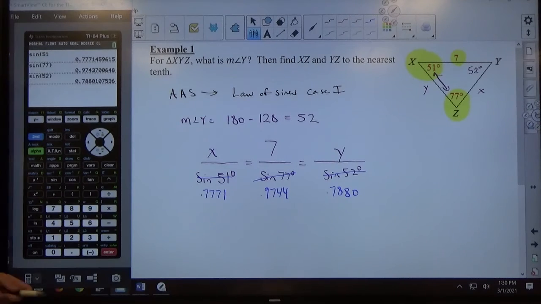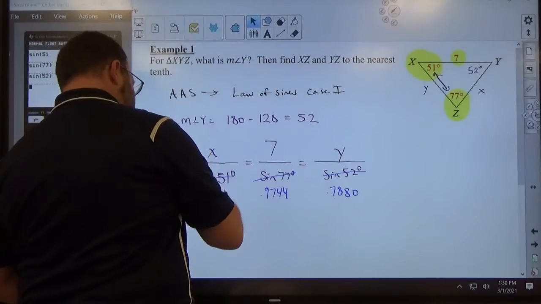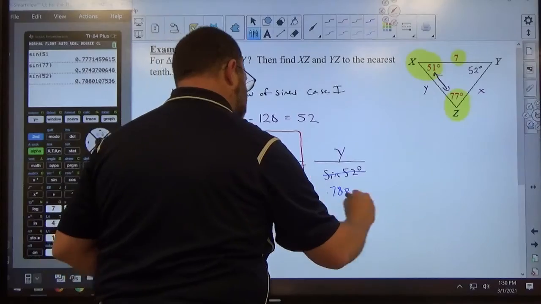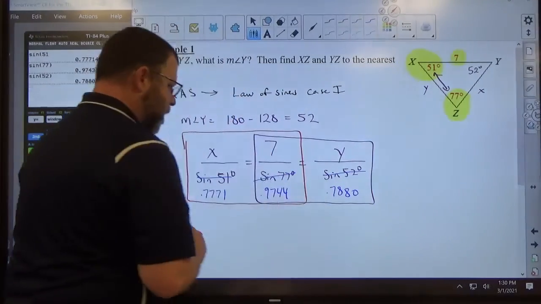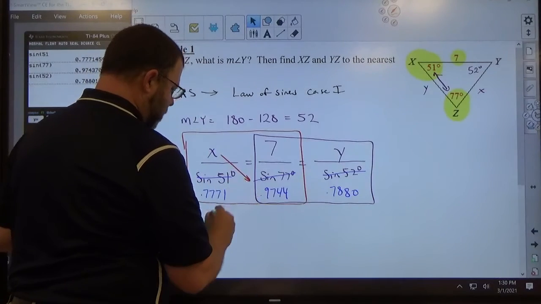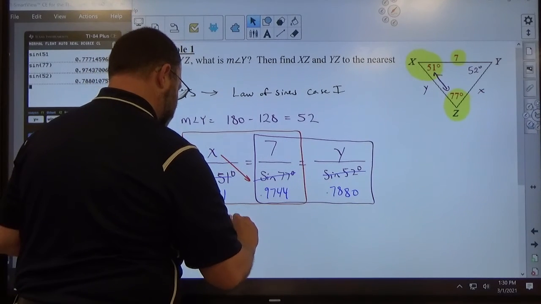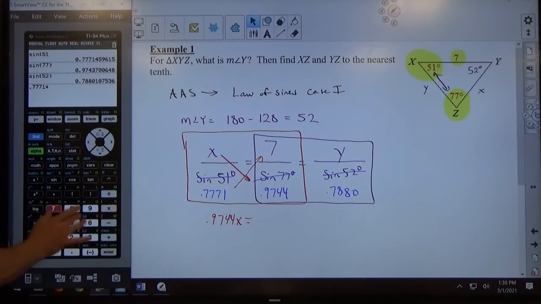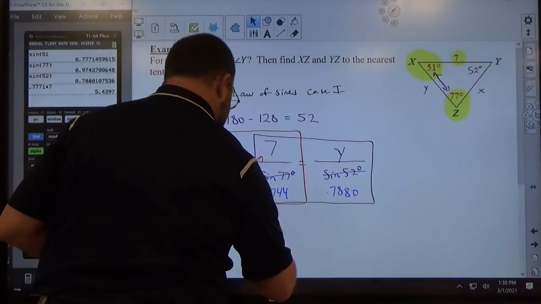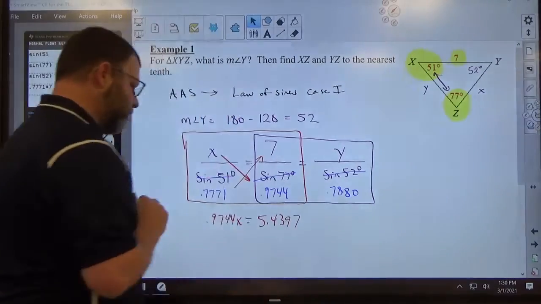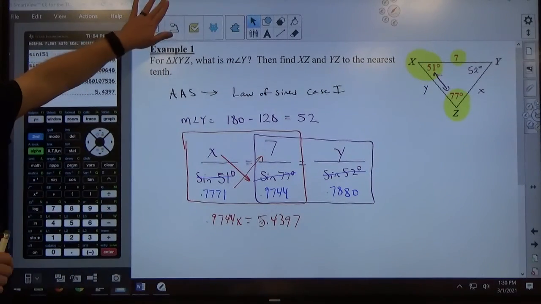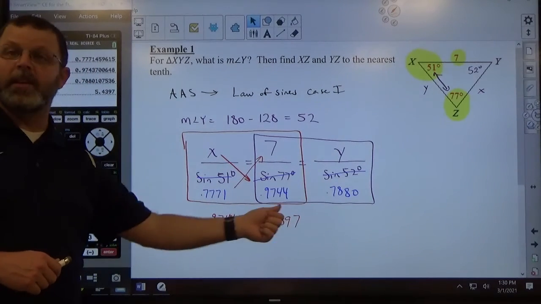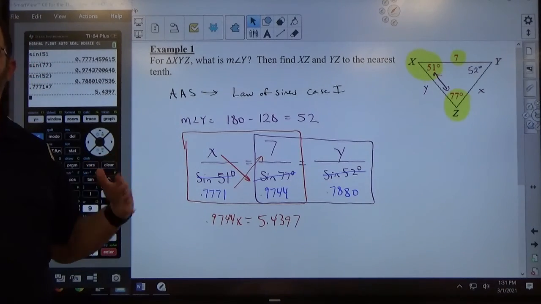Now you've got a numerical proportion, and the reason I want the 7 in the middle, the one I know in the middle, is that the left two fractions cross multiply to get me x. The right two fractions cross multiply to find me y. So if I cross multiply this, I'm going to get 0.9744 times x equals 0.7771 times 7, which is 5.4397. You're typically going to get that kind of look on these problems. You're going to get some number times x equals some number. We're rounding everything to 4 decimal places, so we tend to get these large decimal expressions, whatever they are.